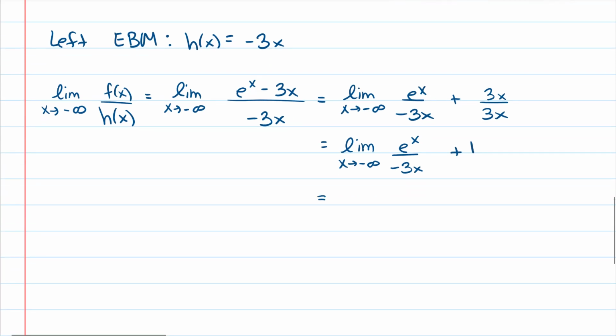Now this part's tricky. What I'm going to do is substitute in negative infinity with just infinity. And the way I'm going to do this is by letting the limit as x approaches infinity, and the way I get rid of the negative is by placing it in for x. So this becomes e to the negative x and negative 3 times negative x.